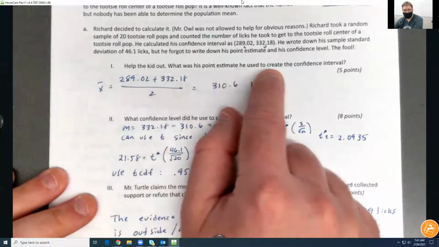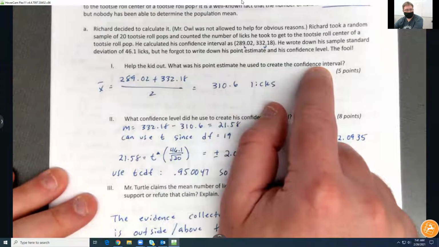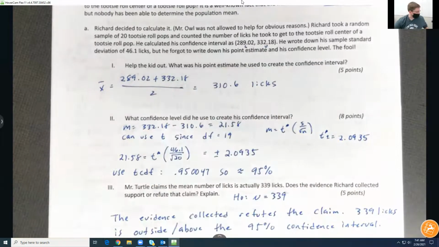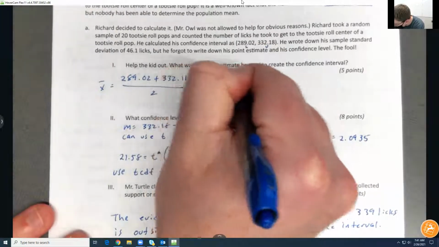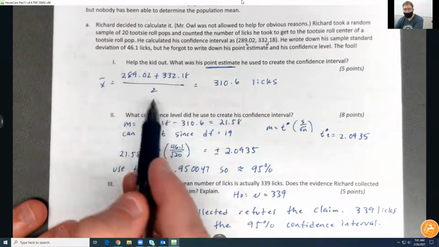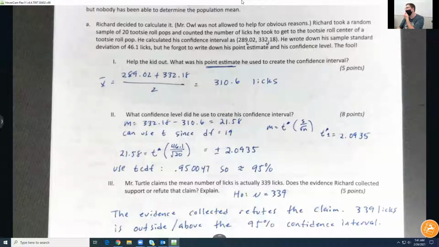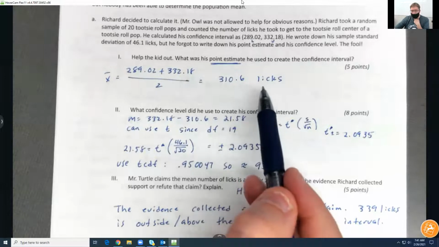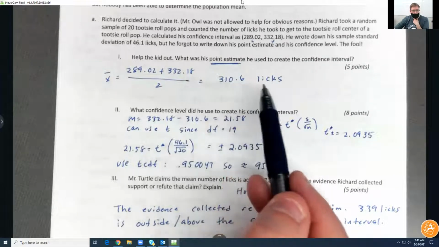So number one is basically that. What is the point estimate he used to create the confidence interval? Well, remember this word here, point estimate. I didn't underline it earlier, I should have. Point estimate just means the middle number. Whenever you see this, basically what's the average between your upper and lower extremes here? So I add them together, divide by 2, boom, 310.6. It's just a fancy term for the original number that we used to get the left and the right limit, or the upper and lower limit. Again, this is an average now, not a percentage, so it doesn't have to be a decimal, and it should have a label.